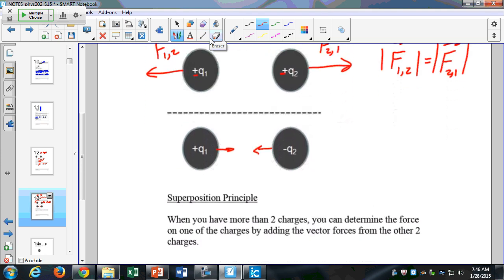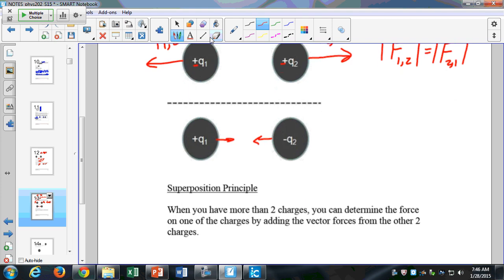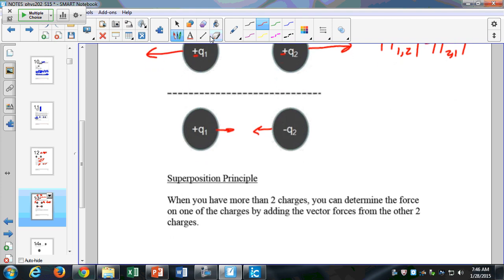Just like we had with the law of gravitation, the superposition principle applies. Superposition principle is just that the net force is the sum of all the forces, the vector sum of all the forces. And so we'll do this once again, where we add up forces. We'll do a 1D problem and a 2D problem. You will see a 2D vector problem, but you could also see a 1D vector problem as well. So let's do first a 2D vector problem.